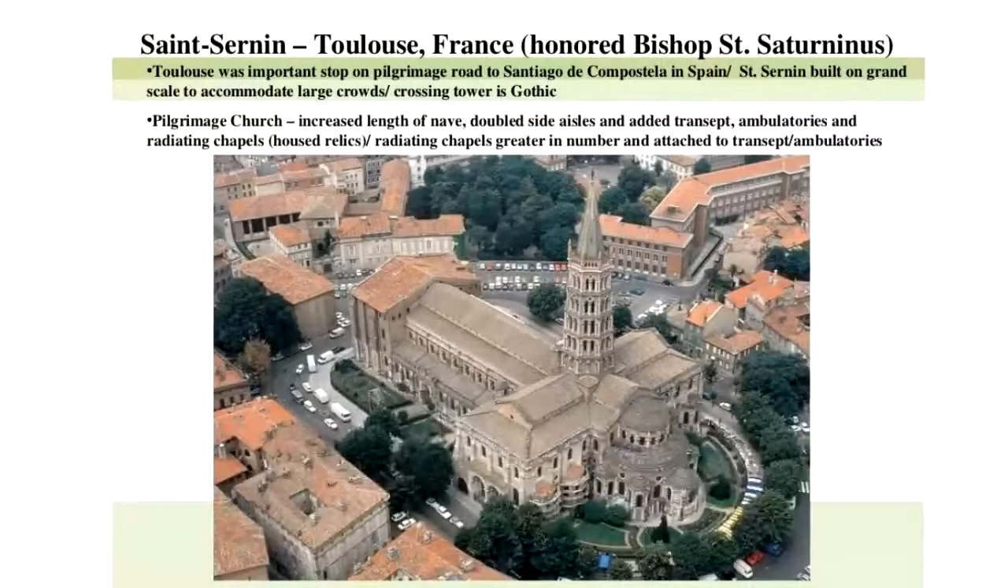So this is again one of the churches that you'll see on the pilgrimage road, which is Saint-Sernin in France. And again, it's a pilgrimage church. You'll see the chapel coming out. You see the crossing tower. You see again the chapel coming out. You see this very wide nave with a lot of aisles, and probably another chapel coming out here. So again, it becomes a very, very important pilgrim shop.